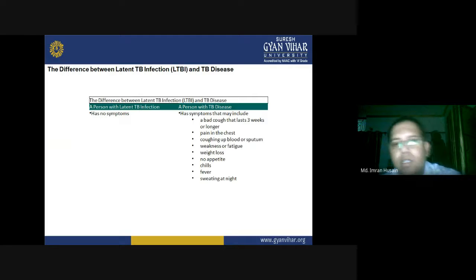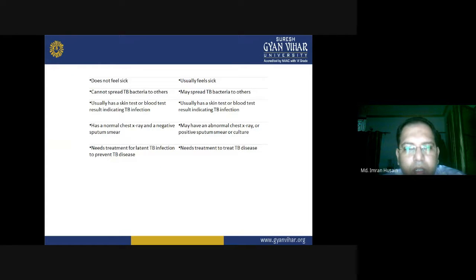Differences between latent TB infection and TB disease. In latent TB infection, a person has no symptoms. The person with TB disease has symptoms: a bad cough that lasts for 3 weeks or longer, pain in the chest, coughing up blood or sputum, weakness or fatigue, weight loss, no appetite, chills, fever, and sweating at night. A person with latent TB infection does not feel sick, while a person with TB disease usually feels sick. Latent TB infection cannot spread TB bacteria to others; TB disease may spread TB bacteria to others.